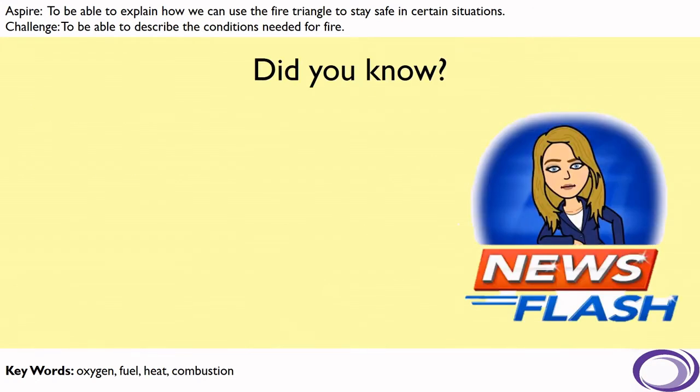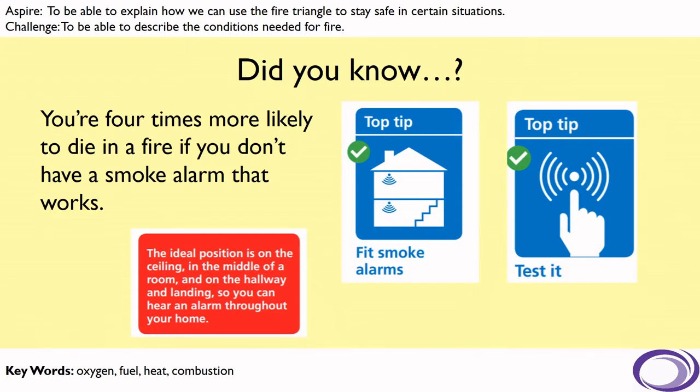So now we're going to look at some useful information about fires in the home. The first thing is that you would be four times more likely to die in a fire if you don't have a smoke alarm that works. So it's really important that you ensure that you have smoke alarms fitted and that you test them regularly. The ideal position is on the ceiling and in the middle of a room and on the hallway and landing so you can hear an alarm throughout your home.